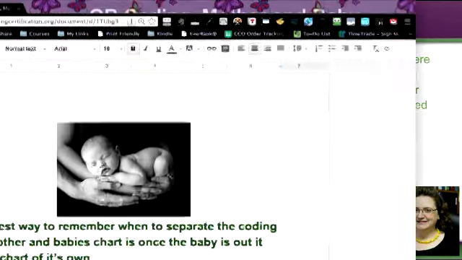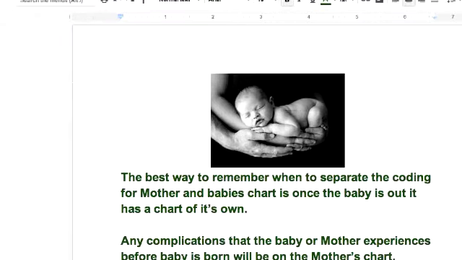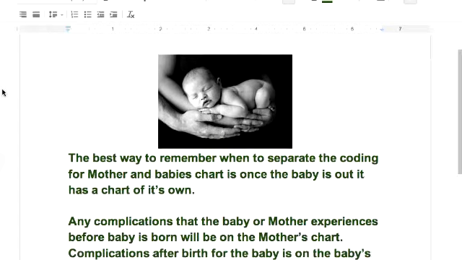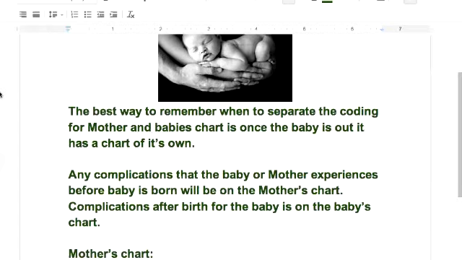But this is what you need to know. And look, didn't I find a precious picture? The best way to remember this is, before the baby is born, you're technically one person. So the mother and the baby's chart is never separated until the baby comes out. Once the baby comes out, then it's two charts. So once delivery has happened, the fourth stage of labor, the actual delivery, after that stage, you have two charts.